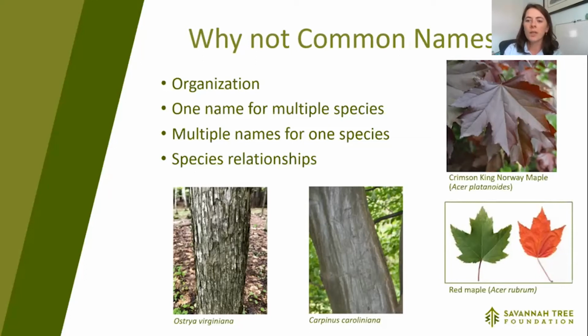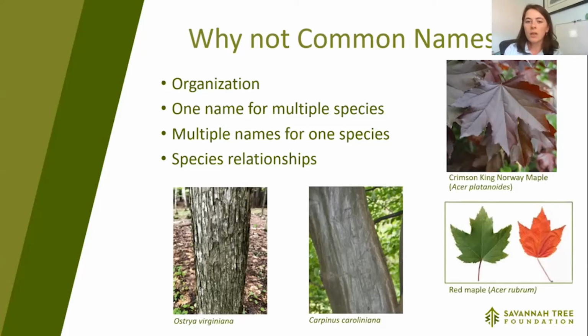Some species are given one name for multiple species. For example, most people know ironwood as Ostrya virginiana here on the left, but another species, Carpinus caroliniana, is also called ironwood. To further complicate it, many species were just called ironwood because their wood density was heavier than water. And some species are given multiple names for one species. For example, tupelo and sweet gum, they are both Liquidambar styraciflua.